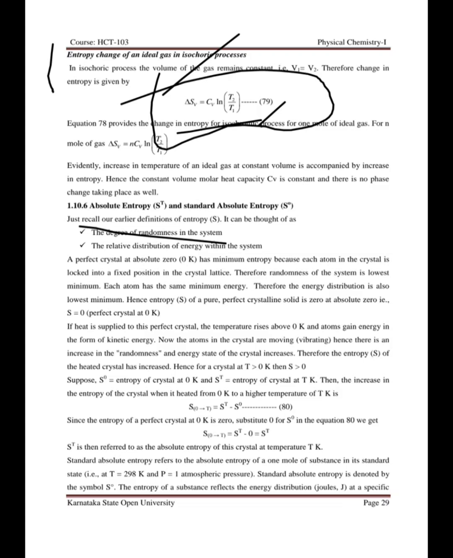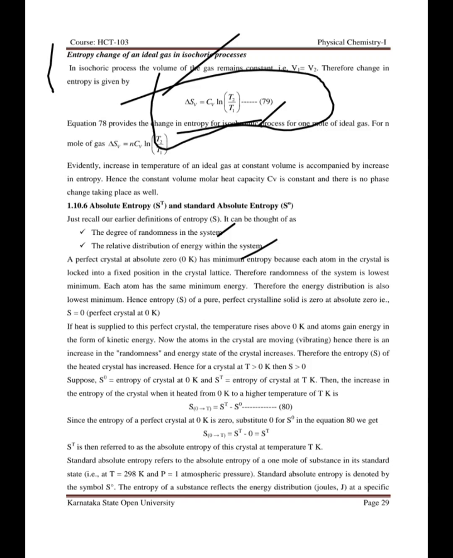So here it can be thought of as a degree of randomness in a system, the relative distribution of energy within the system. So, the degree of randomness of the system: when the temperature increases, the molecules get dispersed and the randomness occurs. So that is the first point. And next is the relative distribution of energy within the system.